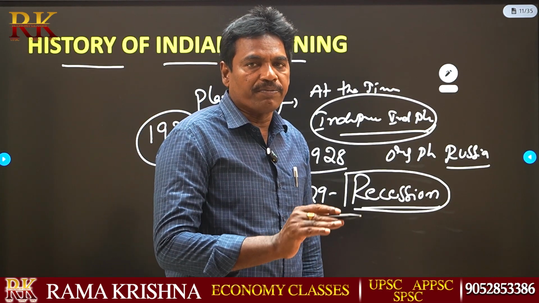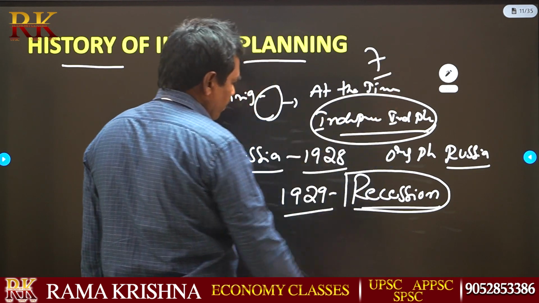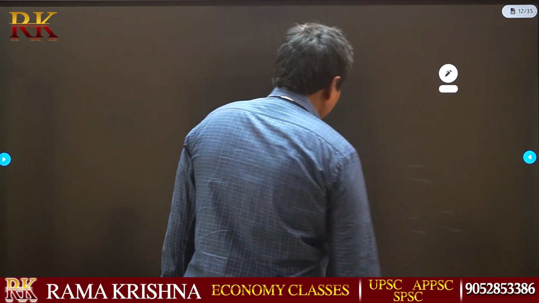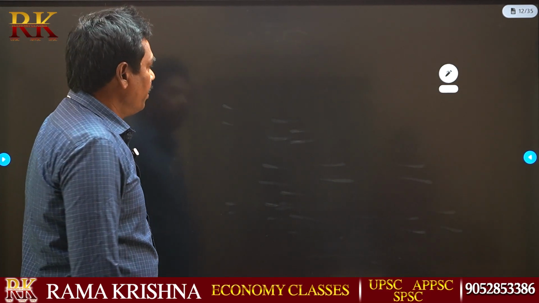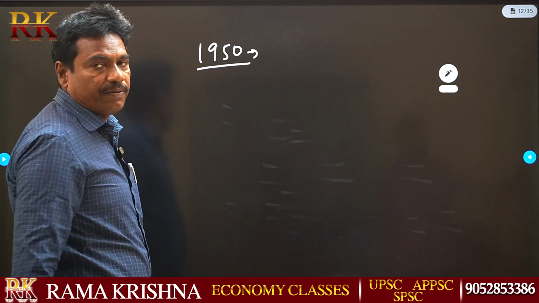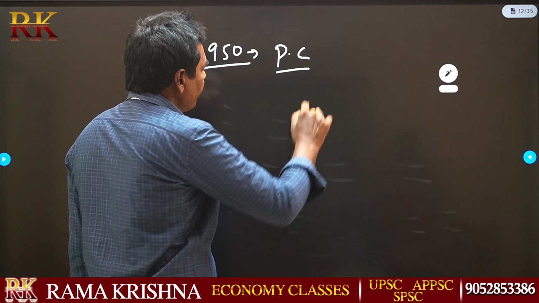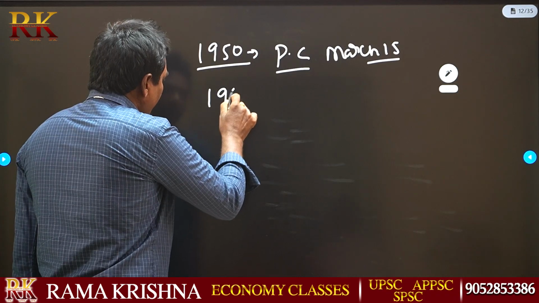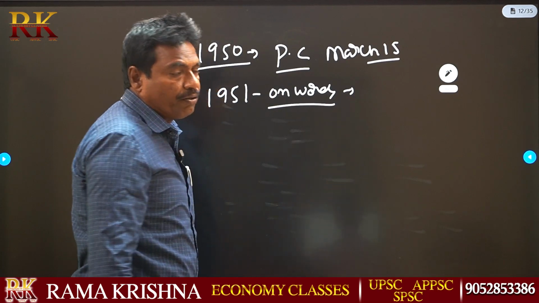Next, India derived its planning system from Russia. In Russia, every plan was for 7 years, but India's planning system is only 5 years. At the same time, planning in India was introduced: the Planning Commission was established on 1950 March 15th, but plan implementation was from 1951 onwards. Once you go back, how was the planning system introduced in India?